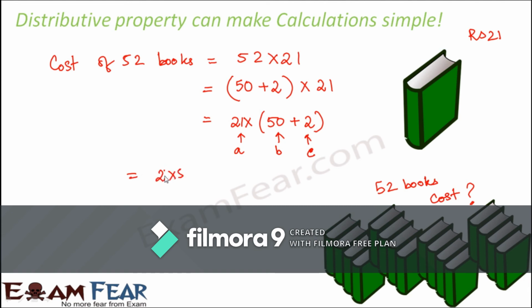So this can be written as 21 into 50 plus 21 into 2. Now doing this multiplication was tougher than doing this multiplication because here you have zeros. So it is pretty simple to do this multiplication. And now you can very easily calculate the cost of 52 books. So you see, making use of the distributive property, you could make your calculations a little simpler and easier.